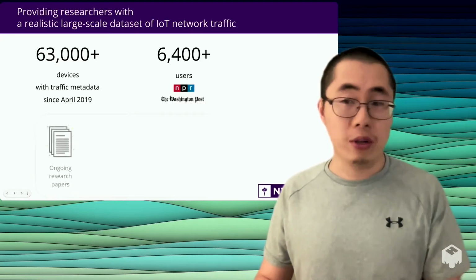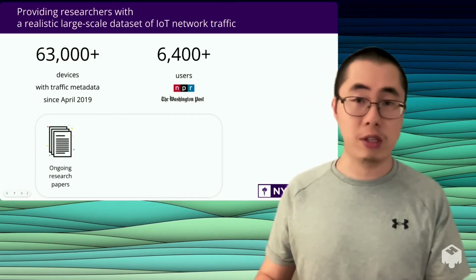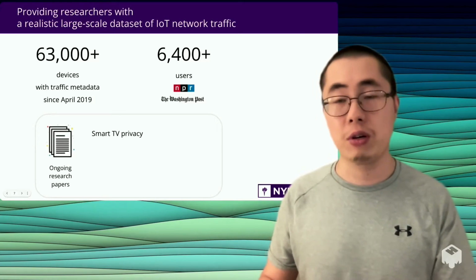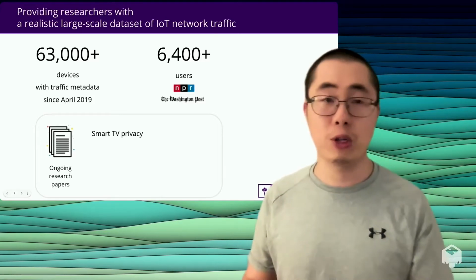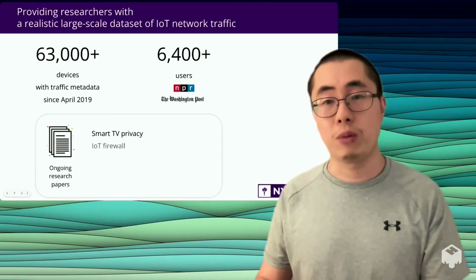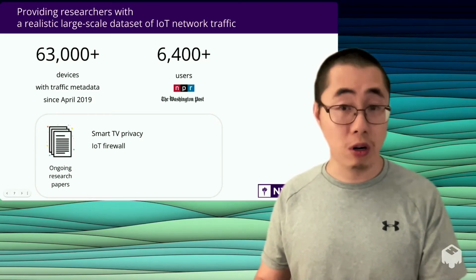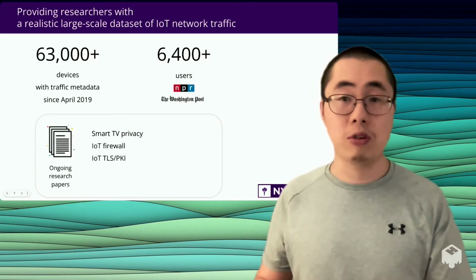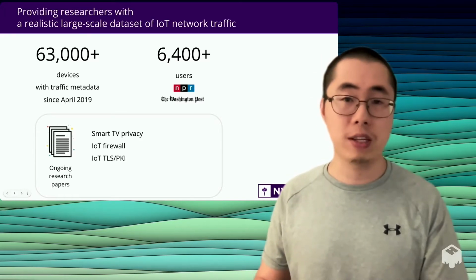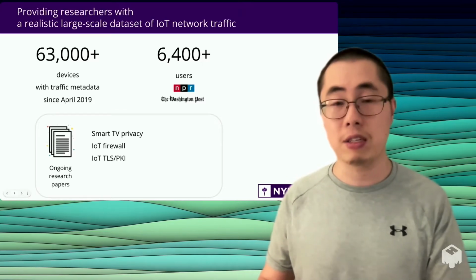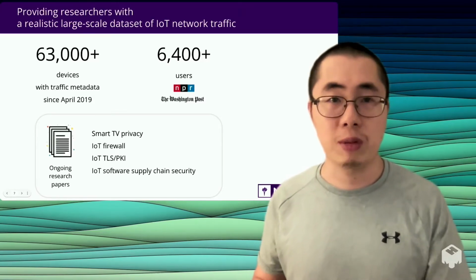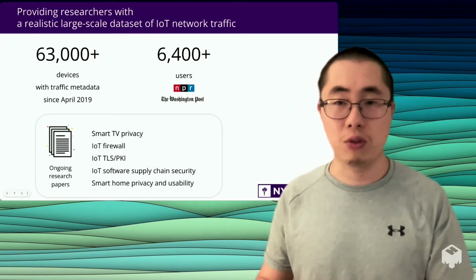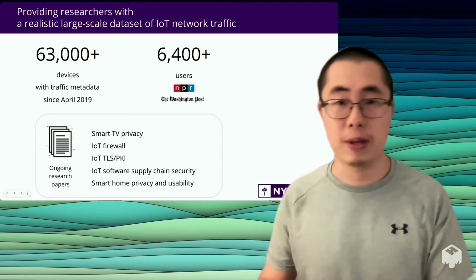And a number of ongoing research projects are leveraging this large data set. That includes a study that we published in CCS a few years ago on smart TV privacy. We're building an IoT firewall based on allow lists. We're looking into how IoT devices encrypt their network traffic with TLS, and we're studying the public key infrastructure of IoT devices. We're studying the software supply chain of vulnerable devices, and we're looking into privacy, security issues and usability issues in the smart home space as usual.